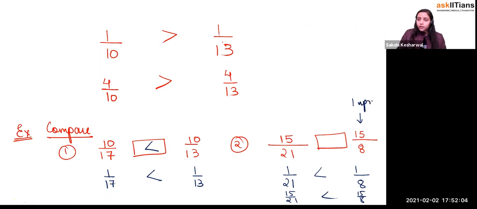So this is what? Beta? Improper, right? And this is what? Proper. So when you have improper and proper, definitely improper is always greater than a proper, right or not? Improper fraction is always greater than the proper fraction.